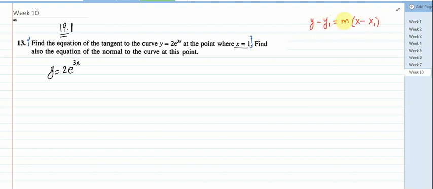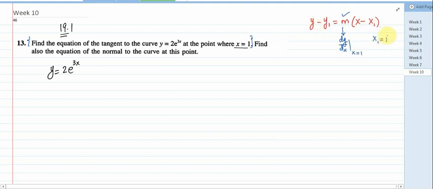We need to find the value of the gradient first, and we know that gradient is what? It's dy over dx, right? And we need to find it at x equals 1. So that's how we can find the value of the gradient. For x1 and y1, the value of x1 is 1, that is given in the question. Here we have the equation y equals 2e to the power 3x. You need to place x equals 1 here, and you will get y1.